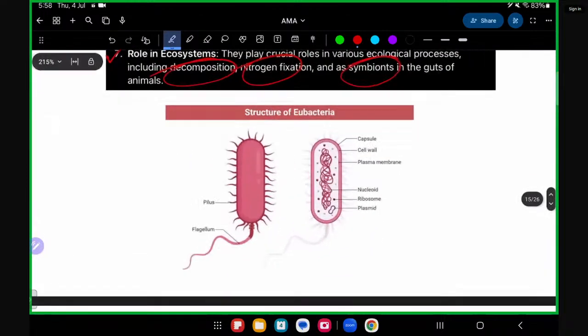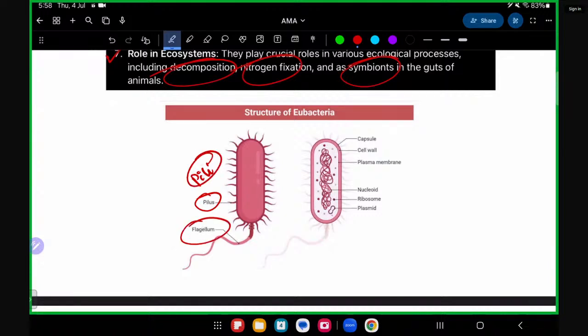You can see the structure of eubacteria. These are the pilus or pili. Okay, this is the plural form. Or flagellum, this is the singular form. Flagella is the plural form. They are the locomotory organs.